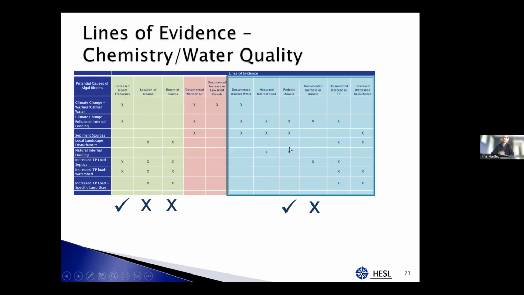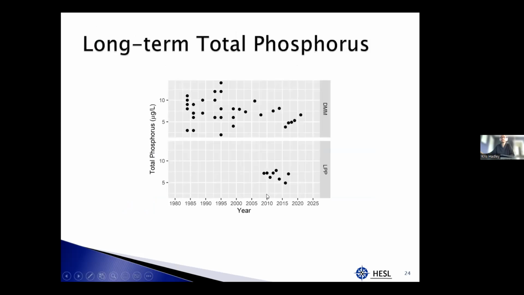So from the perspective of our lines of evidence, we have periodic anoxia is definitely a possibility. We identified that with our field program. We can't really assess whether or not anoxia has increased over time because the long-term data that we have is largely collected at latest in August. And so there's no way to know whether or not those samples are the result of a circumstance where there has been no anoxia that year, or whether or not it just simply wasn't sampled late enough in the year. So we unfortunately have to leave that one as an X, and it's kind of more of an unknown than it is a no in this case.